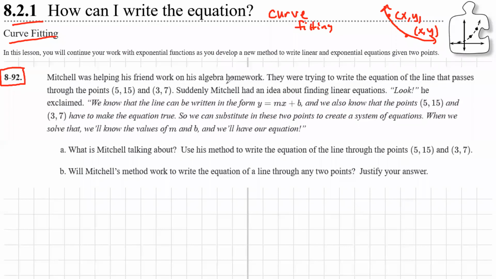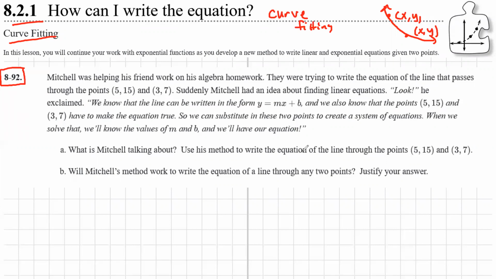Mitchell was helping his friend work on his algebra homework. They were trying to write the equation of the line that passes through the points (5, 15) and (3, 7). Suddenly, Mitchell had an idea about finding linear equations. Look, he exclaimed, we know that the line can be written in the form y equals mx plus b, and we also know that the points have to make the equation true. So we can substitute in these 2 points to create a system of equations. When we solve that, we'll know the values of m and b and we'll have our equation.